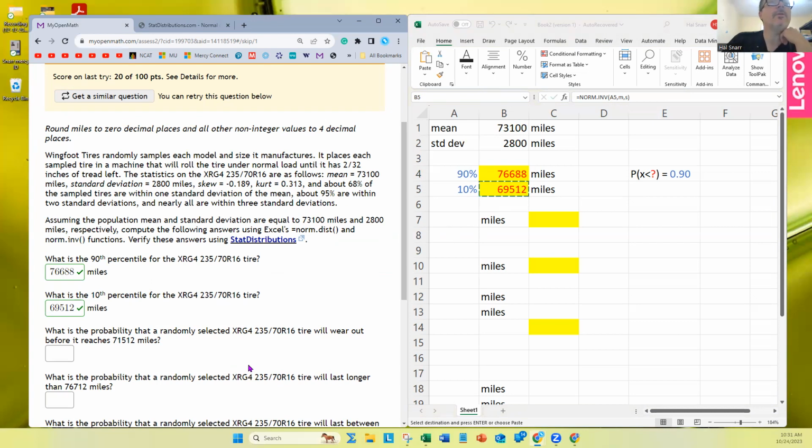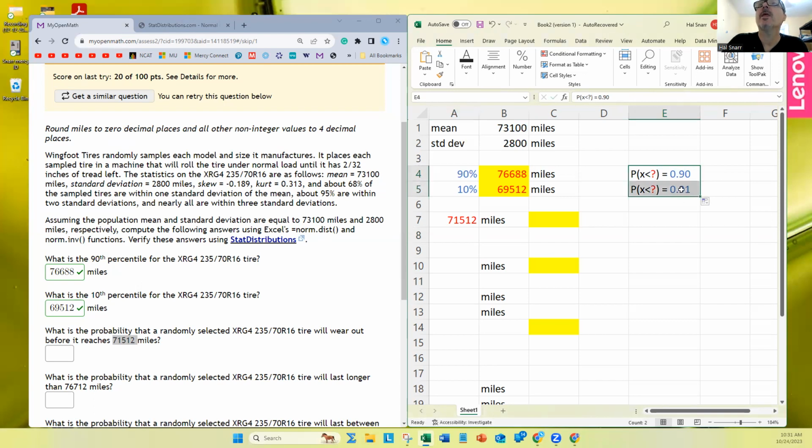Now we want to know what is the probability the randomly selected tire will wear out before it reaches 71,512 miles. Okay, I'm going to put that right here. Oh, by the way, I'm going to pull the question down here and change this into an equation for the question. Now we want to know what this is, right? So we're looking for the question mark here. We want to know the value such that this equation is true. So the probability of being less than this number, the answer, is 10%.